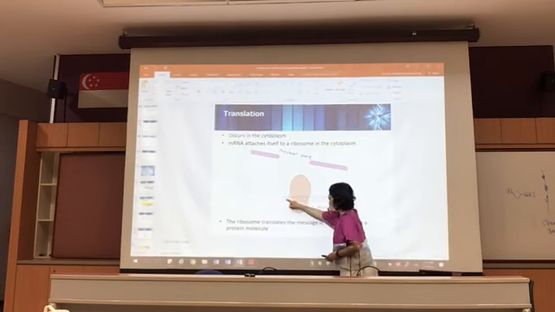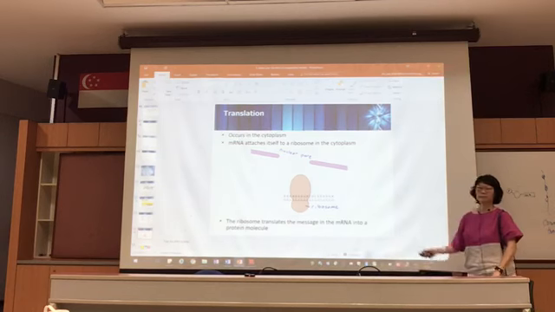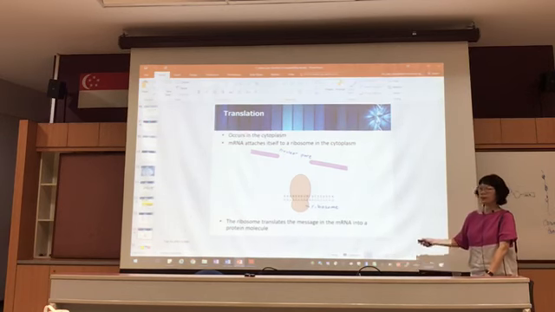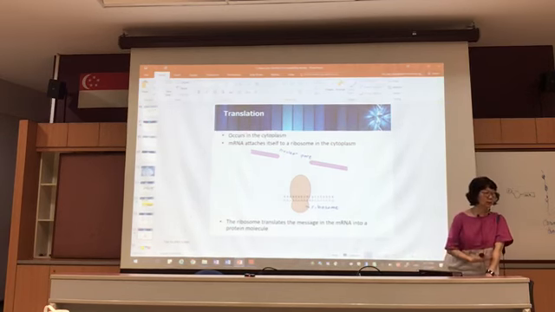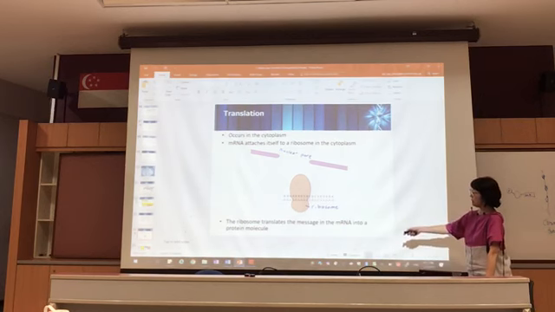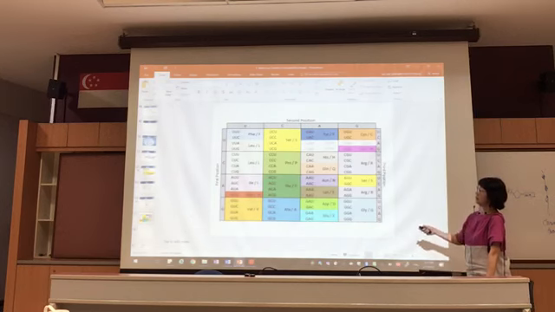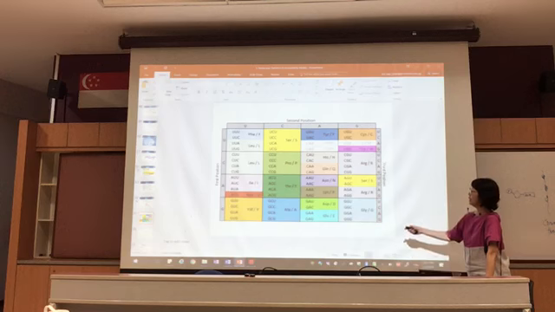As it moves, it will read the code AUG. Now AUG is a triplet code. It stands for a certain amino acid. So as the ribosome moves, it translates the message on the mRNA into a protein molecule. So if it's CCC, it is the amino acid proline, right?